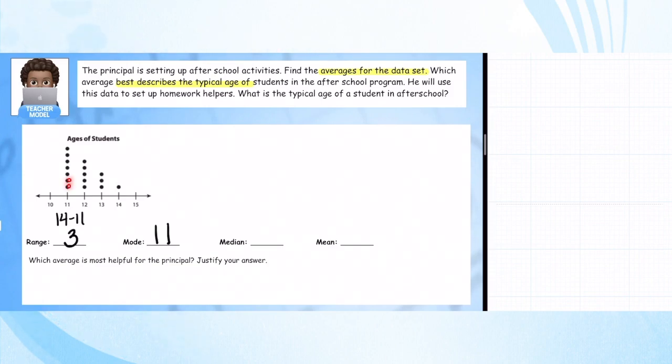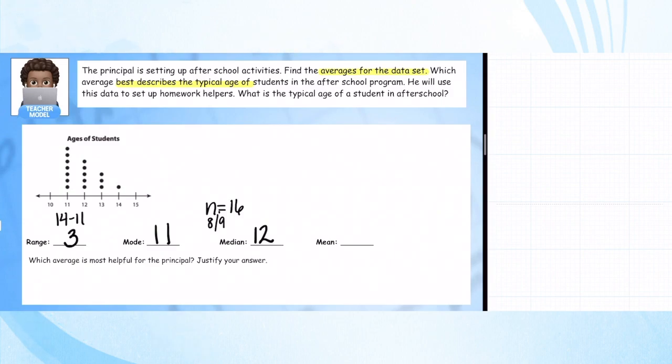We have 1, 2, 3, 4, 5, 6, 7, 8, 9, 10, 11, 12, 13, 14, 15, 16. So we have an even set. So we're going to look for the 8th and 9th number. N equals 16. So half of 16 will be 8. So I'm going to look for the 8th and 9th and find the average if they're different. 1, 2, 3, 4, 5, 6, 7. Here's 8 and here's 9. They're both 12. Yep. So our median is 12.